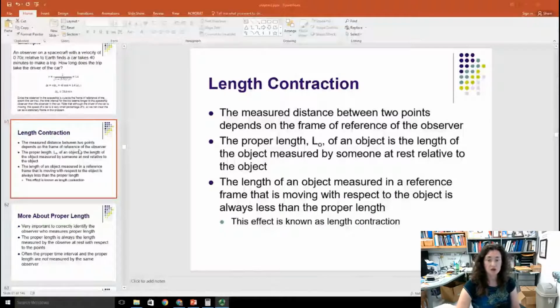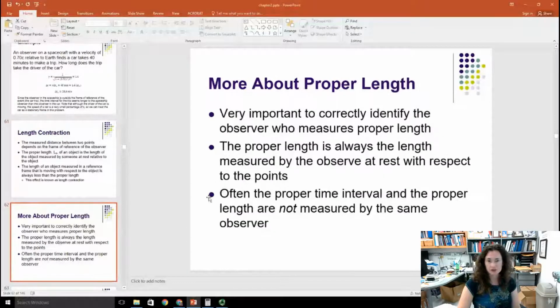So we're going to define the proper length of an object as the length of the object as measured by someone at rest relative to that object. And the length of an object measured in a reference frame that's moving with respect to the object is always going to be less than that proper length, hence the term length contraction. So just as in time dilation, it's really important to correctly identify the observer who measures that proper length, okay?